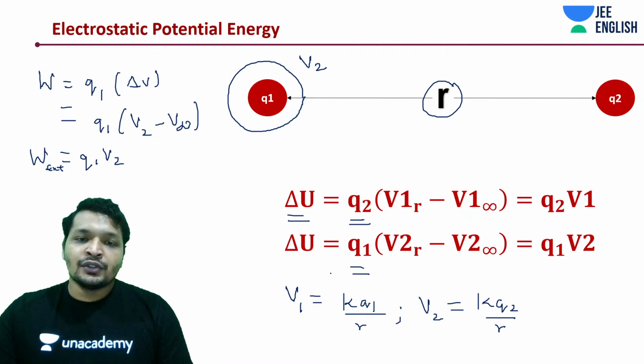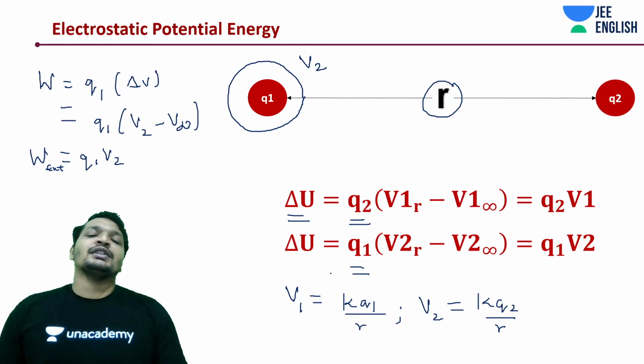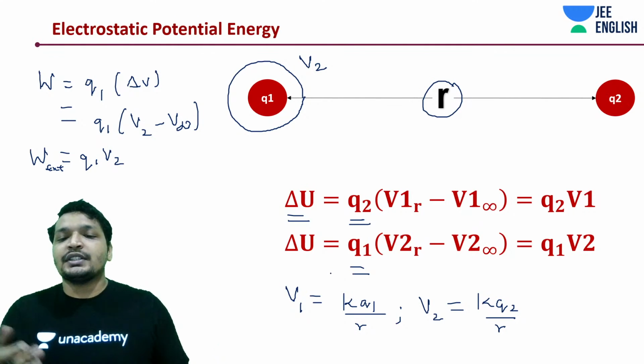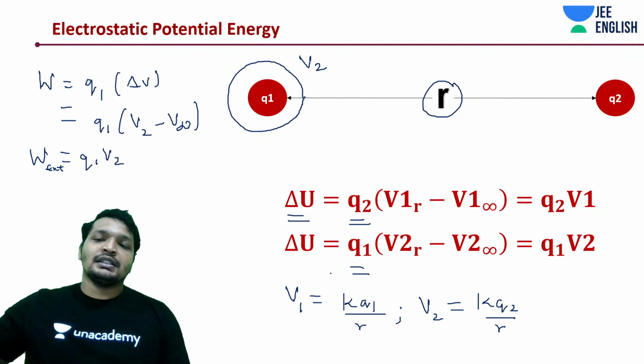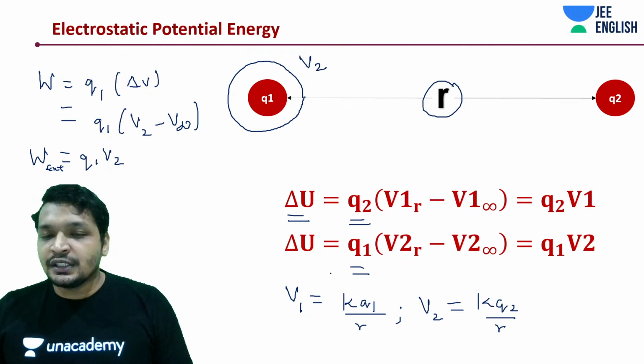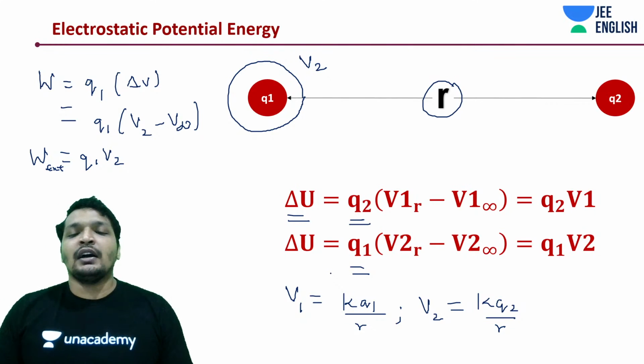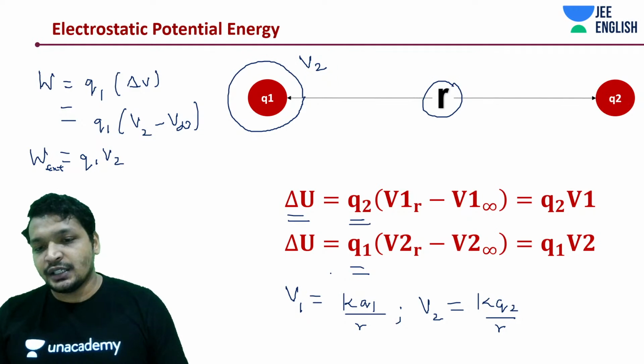So it's basically defined as, the change in potential energy or the potential energy of the system is defined as bringing one of the charges in the system from an infinite distance to a finite distance in the vicinity of the other. Like in this case, it's r, a finite distance in the vicinity of the other charge.